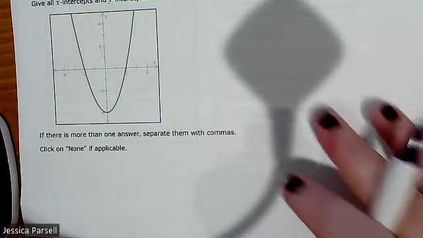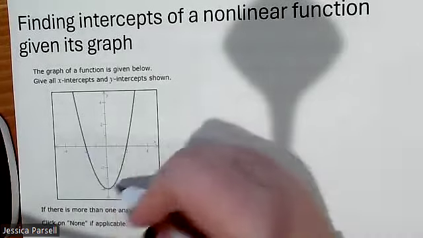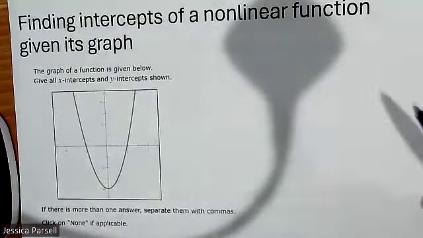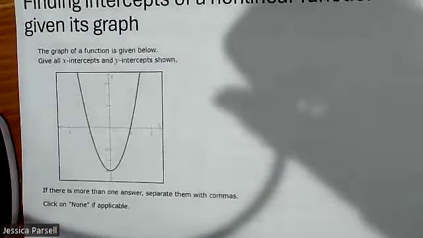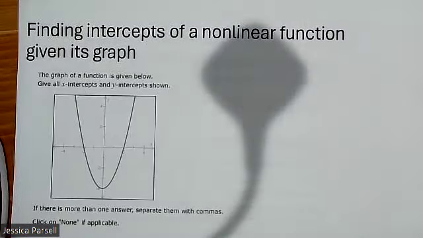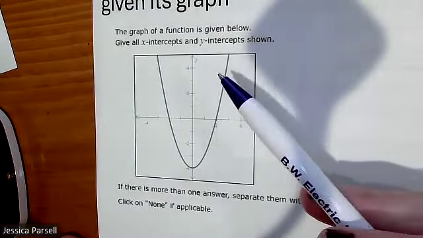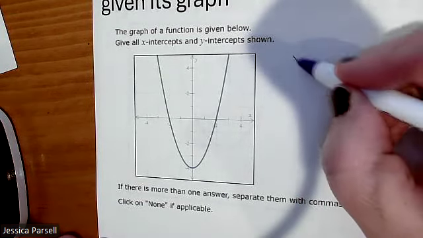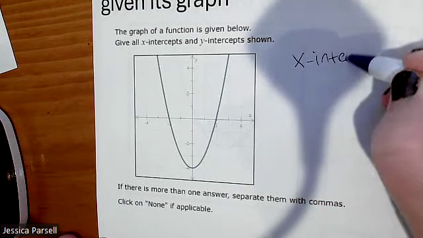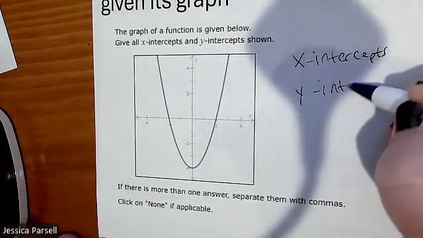Next, you'll be asked to find intercepts of a nonlinear function. So, of course, this is a parabola. It's not a line, so it's nonlinear. And I like these because if you're a visual learner, you can clearly see the answers to this. I think these are great. The problem is my screen is terrible. Okay, give all x-intercepts and y-intercepts shown. All right, so we want to find our x-intercepts and we want to find our y-intercepts.